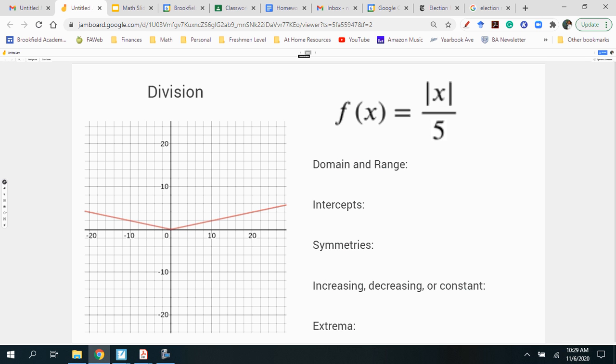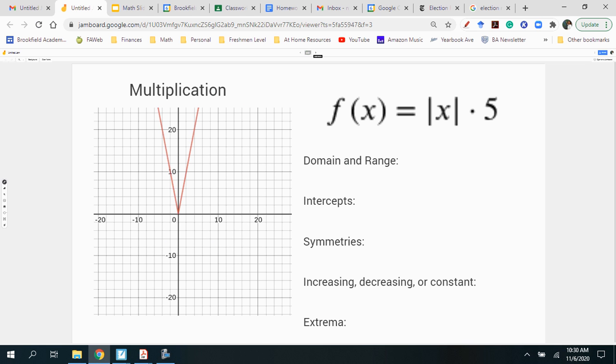The slope is lessened and it's more widened, but it's also still y-axis symmetric and the domain and range are the same. Yeah, nothing really changes except the slope is steeper. And so then the opposite happens when you multiply. The slope increases because it's a lot like the y equals mx plus b equation. You're multiplying x times 5. So it just increases the slope. Everything else remains the same.